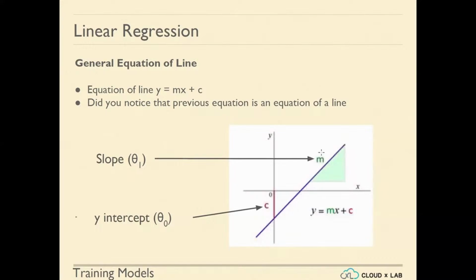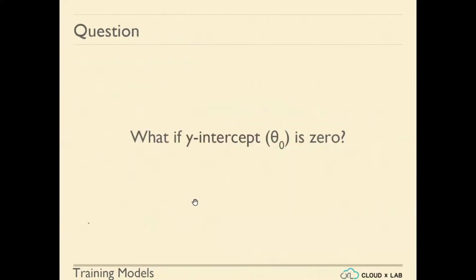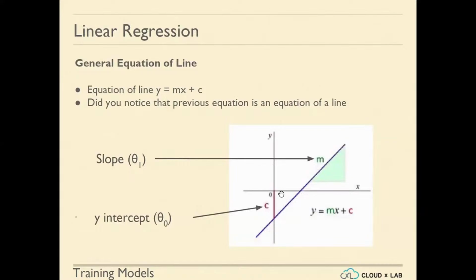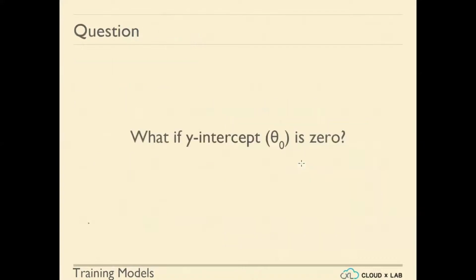Now, if you change this m value, this orientation value m, the orientation of this line will change, right? You can rotate this line by changing m value. Now, what if this intercept value theta 0 is 0? If the c value or theta 0 value, the bias term, is 0, then this line will always pass through the origin, right?